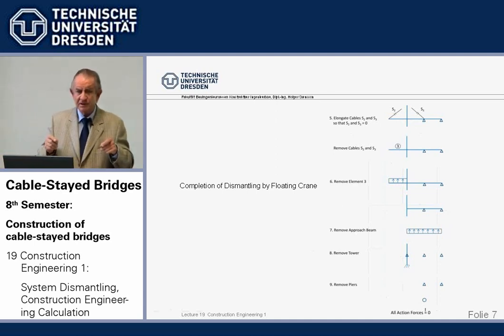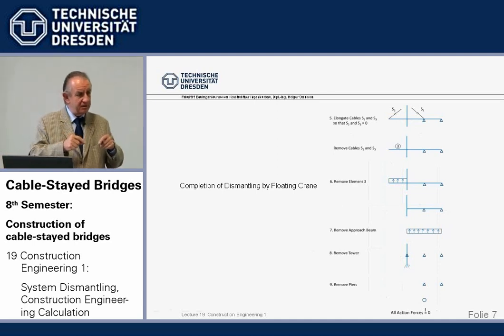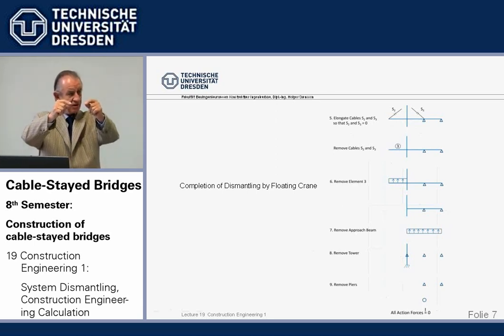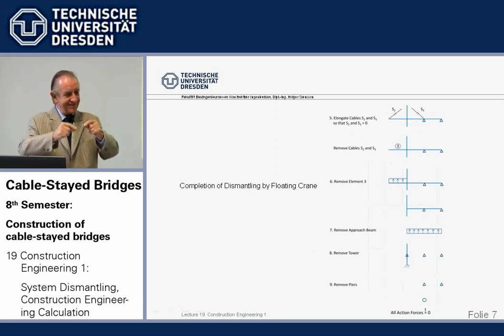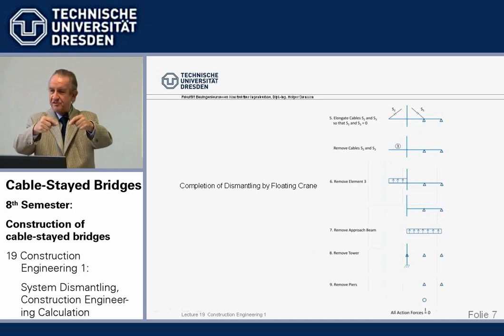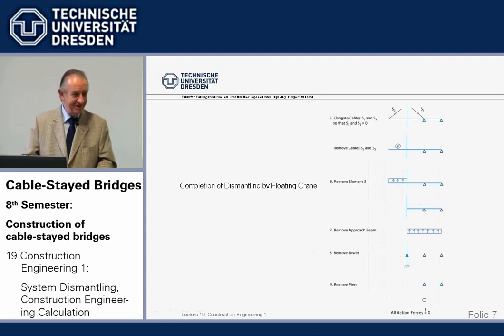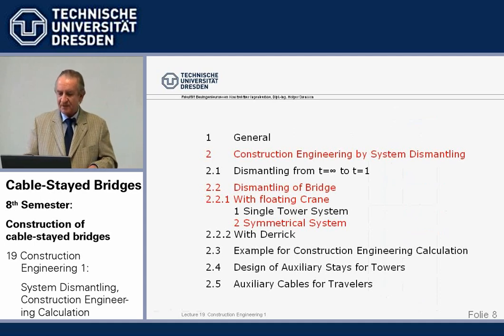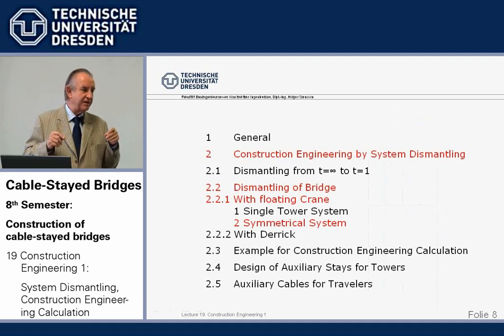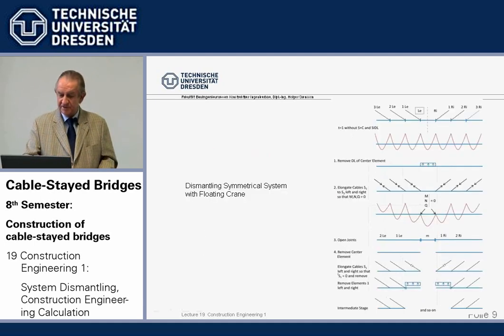And I know, as I said, it's a little difficult to think the construction forwards and then calculate backwards. When you remove something, you have to install it. But believe me, you can do it. I did it. You can do it also. And many other engineers have done it. So, now we go one system further. Instead of a one tower system, we go to a symmetric system.